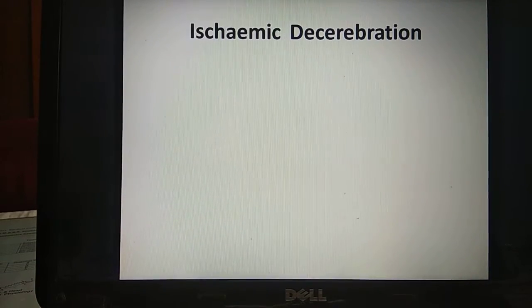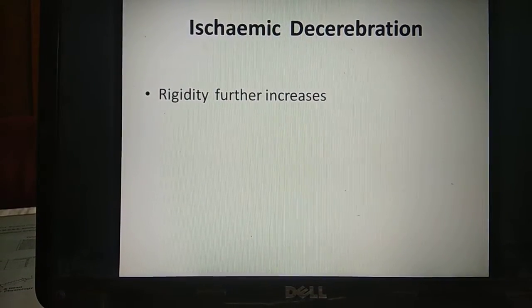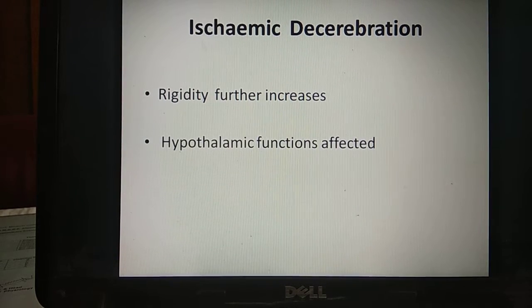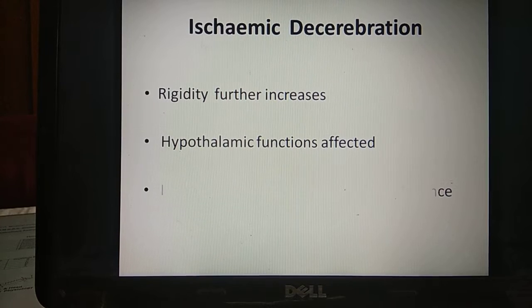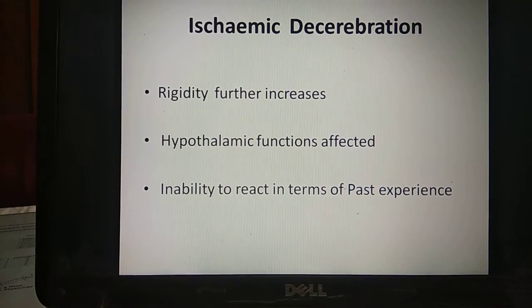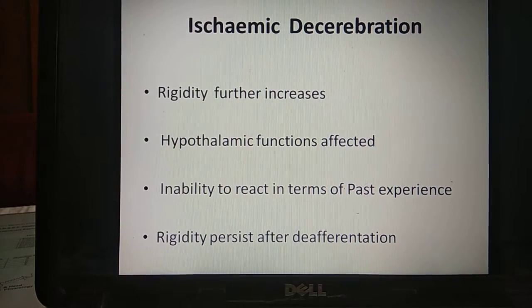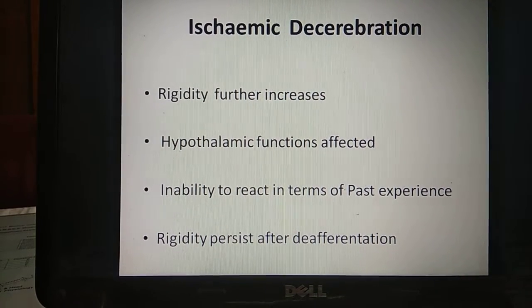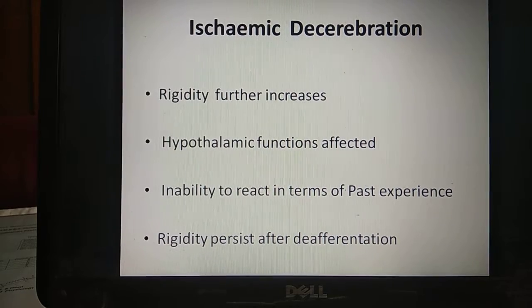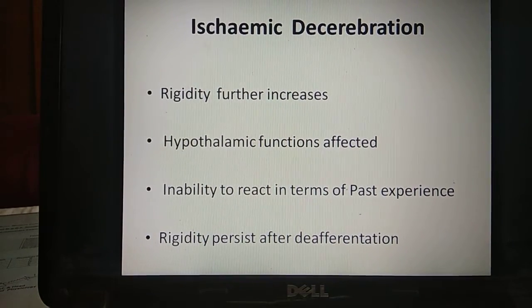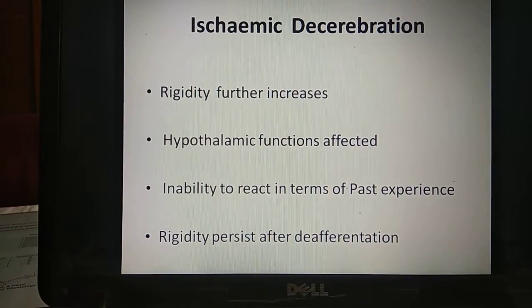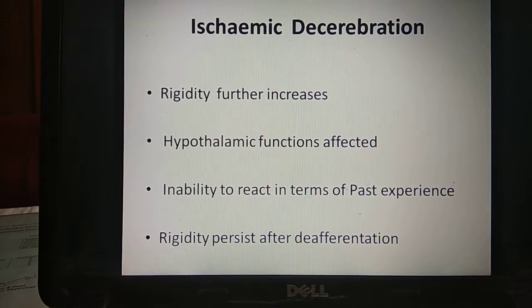So this is ischemic decerebration. Rigidity further increases. Hypothalamic function is affected as the cerebrum is gone, hypothalamus is gone. Inability to react in terms of past experience. Rigidity persists after deafferentation as the cerebellum is removed, and the cerebellum was influencing the vestibulospinal tract. Now the vestibulospinal tract must be ending on the alpha motor neuron as rigidity still persists.